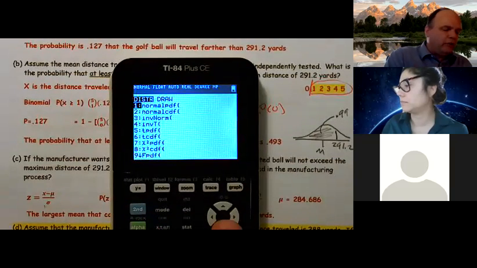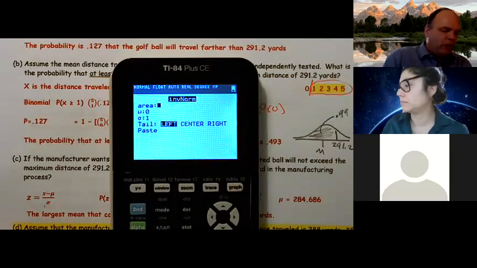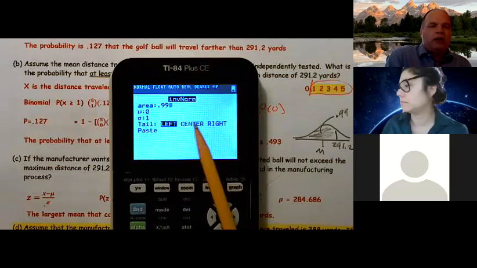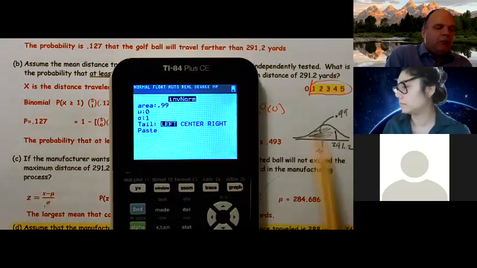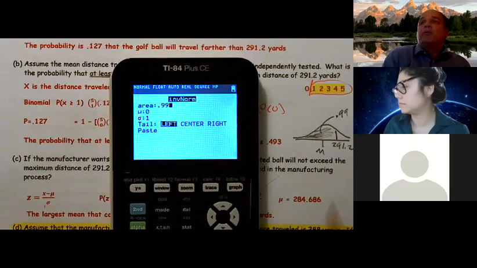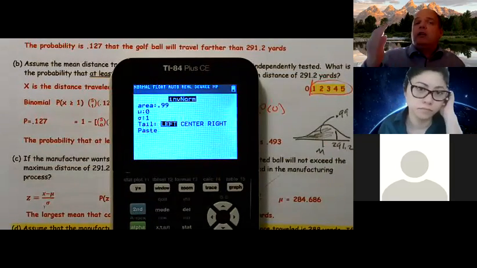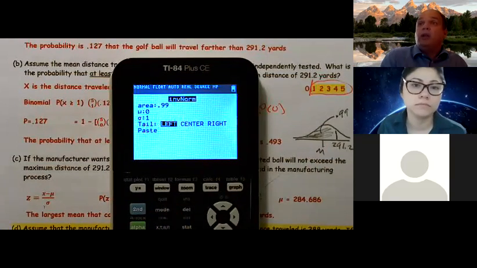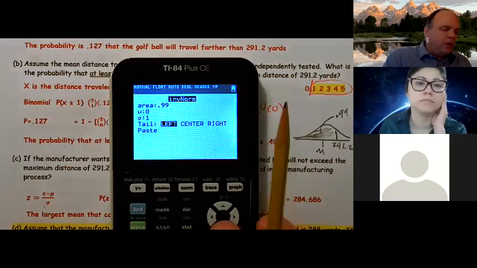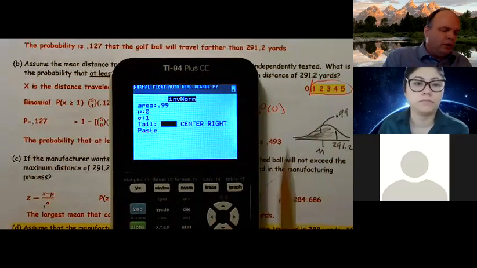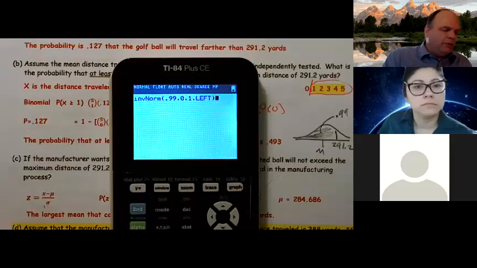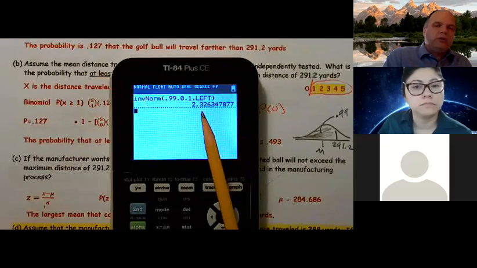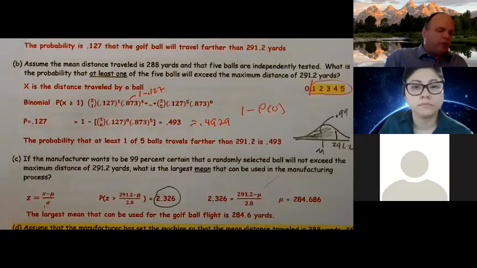You just go to the calculator, second vars, inverse norm. The area is 0.99. And the reason you don't have to subtract and divide by 2, you don't have to do any of that, is because it's a percentile. Percentiles always go from negative infinity to that percentile level. So they're always going left to right already, whereas on a confidence interval, you have to divide by 2. So mean is 0, standard deviation of 1.